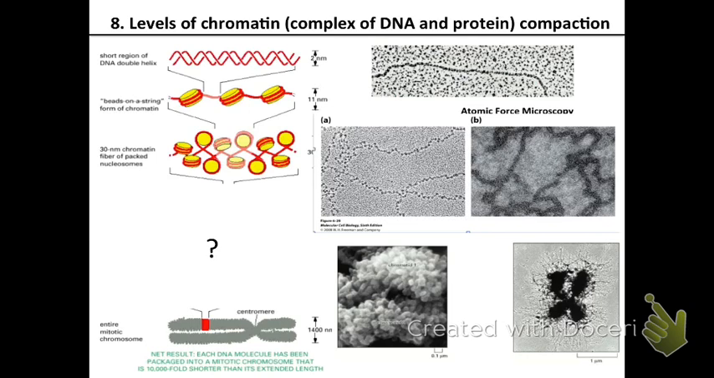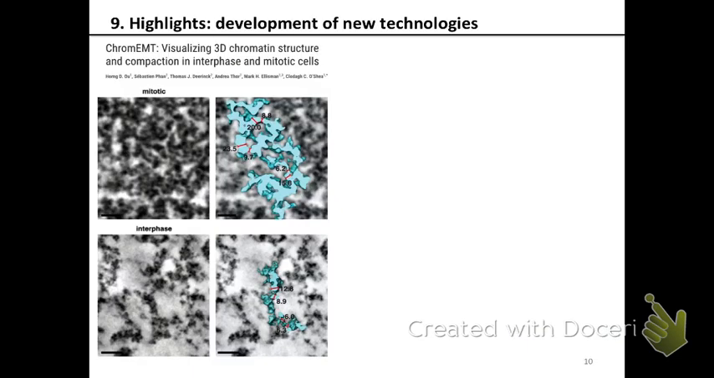So I said that there are some question marks here. We actually don't know exactly how you go from here to here. This has been a very intense area of research, and it's also one of the things that in my lab I always think about. There have been a lot of technological improvements that allow us to actually look at these structures nowadays. One of these is called ChromEMT, which is electron microscopy combined with tomography.